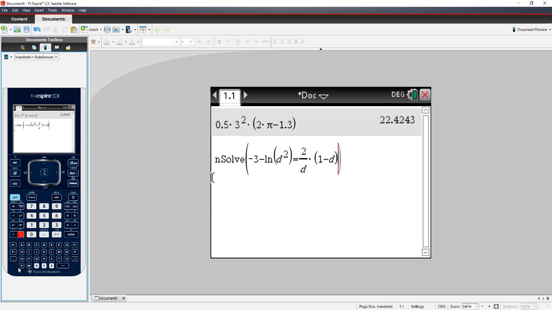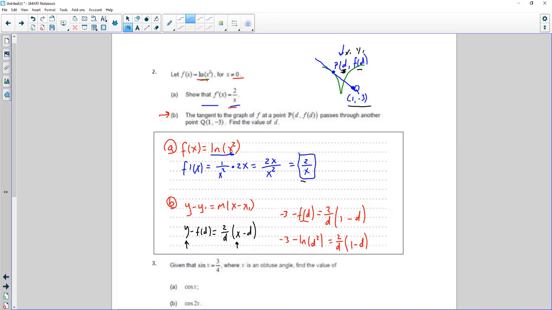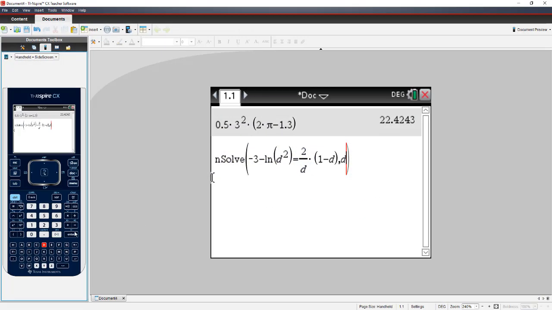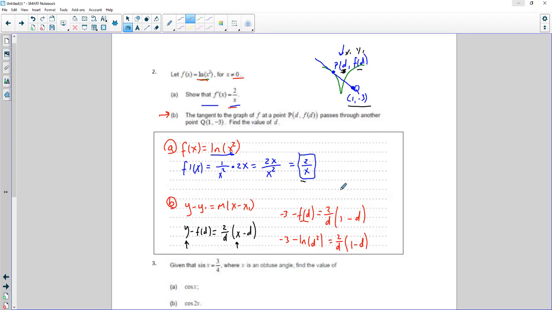And then we're going to hit comma. We're trying to solve for d. Let's make sure that's correct. Looks good to me. Okay, and I'll hit enter. So your answer is going to be -1.3. Okay, and that's really all there is. -1.31, and that's your answer. There's not really anything else you could do.